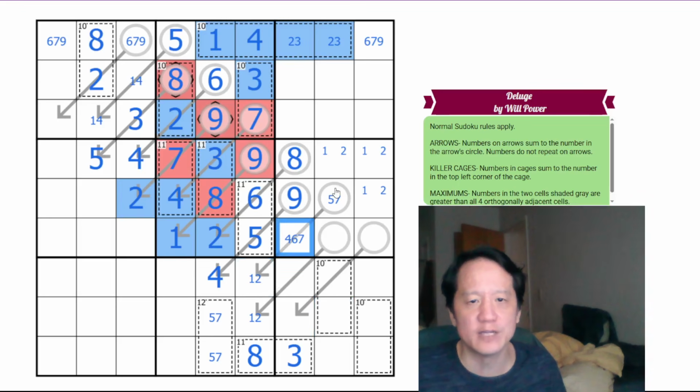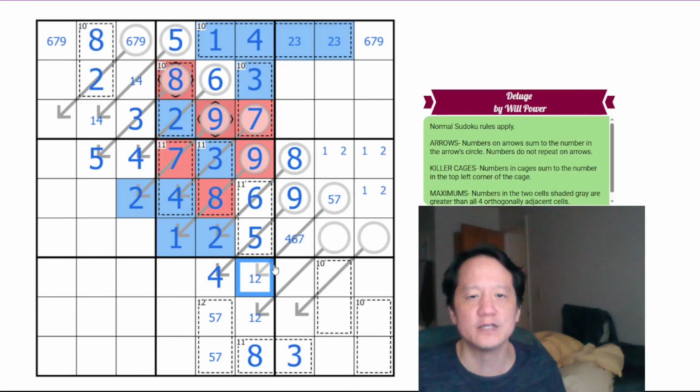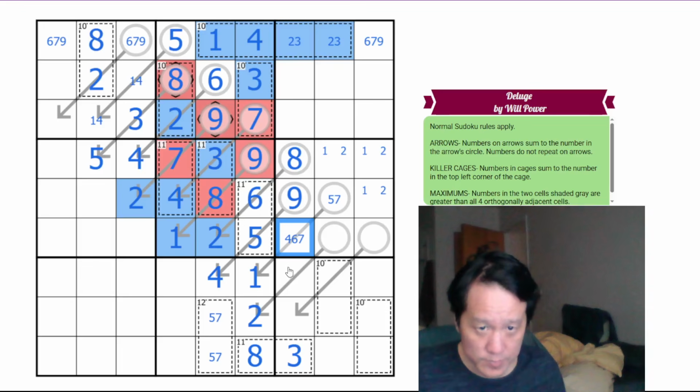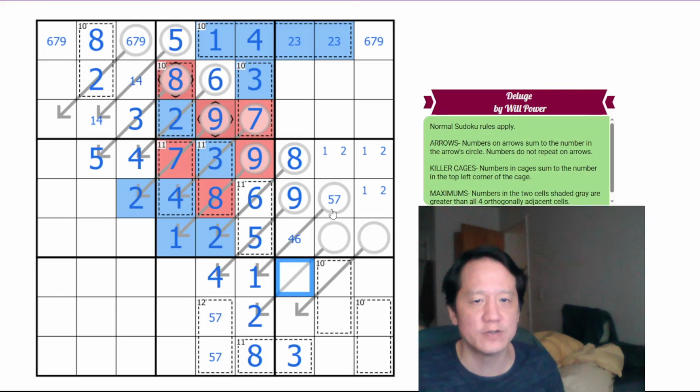2 and 4 add up to 6. 2 and 6 add up to 8. 2 and 7 add up to 9, so this can never be 2. This is 1. This is 2. So this is 1 with 4 or 6 adding up to 5 or 7.